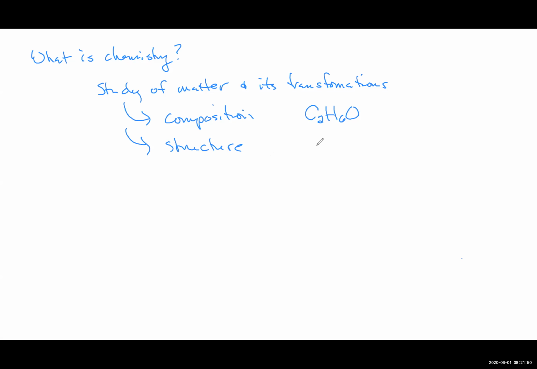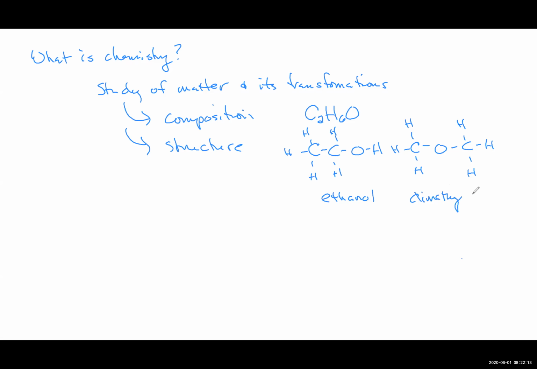However, I can write different structures for that. I can write a structure that looks like this, and this compound is called ethanol, or I could write a structure that looks like this. Now we're going to, in chapter 6, draw these structures, and so if they don't really make too much sense to you right now, don't be too alarmed. And this one is called dimethyl ether. So those are different structures with the same composition. So we study both of those aspects.